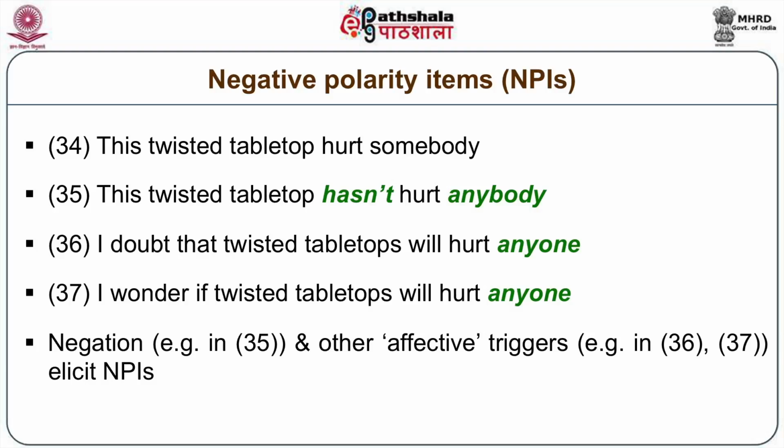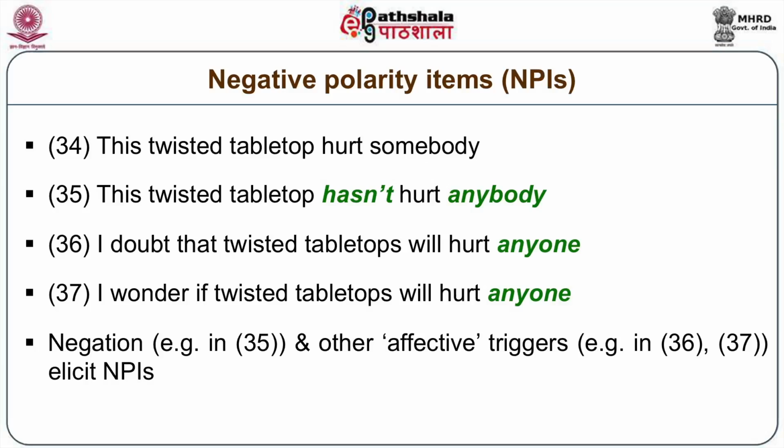When generative syntacticians were first working on negation, they noticed this fact, that there are some items that only appear under negative polarity. They gave a name to this phenomenon. They called them negative polarity items. And those other items like somebody were called positive polarity items. Since we like abbreviating, we say NPI and PPI.